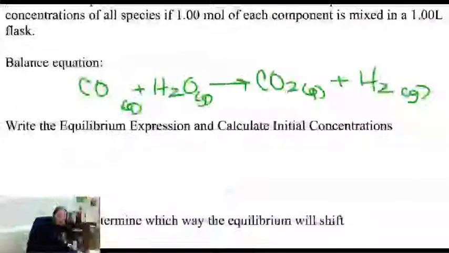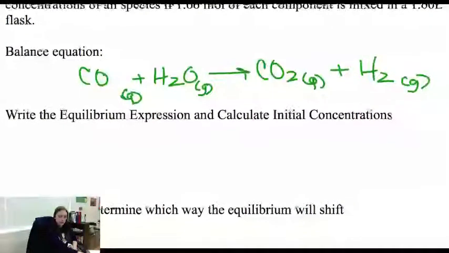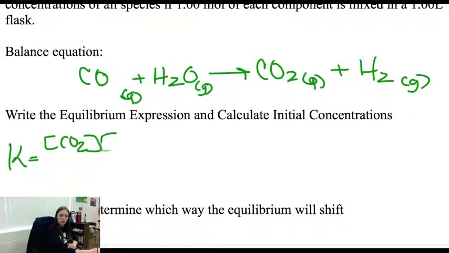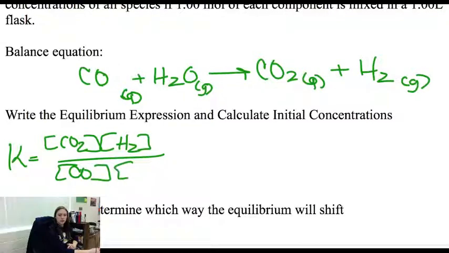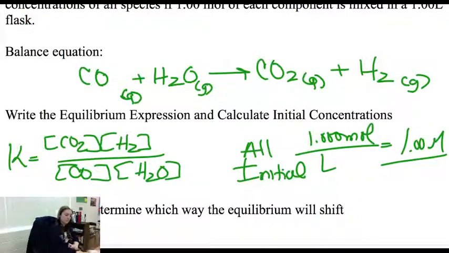All right, write the equilibrium expression and calculate the initial concentrations. Well, my expression here is K equals CO2 times H2 over CO times H2O. And what's nice about this one, like I said, is all of them are the same. All my initial concentrations then are 1 mole per every liter, which is going to be 1 molar. So that's going to make our life really easy here.